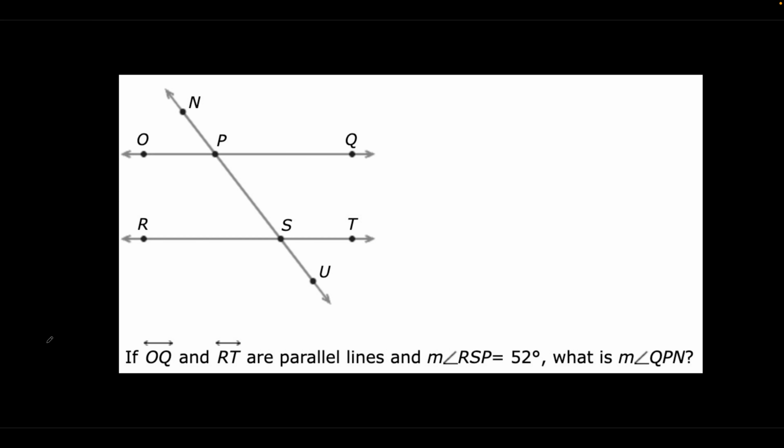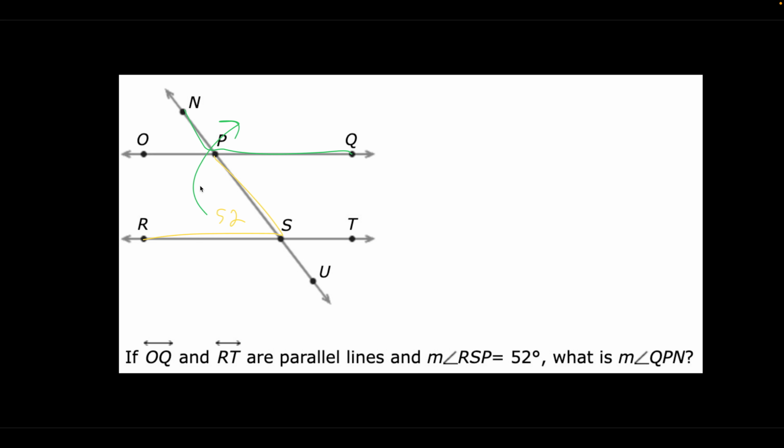All right, for this problem, it says RSP is 52. What is the measure of QPN? In the previous problems, the angles were directly related, meaning they were both corresponding or both alternate interior, exterior, whatever. In this one though, these are not directly related.